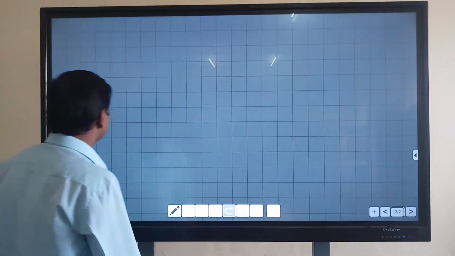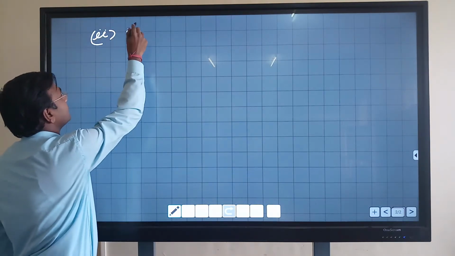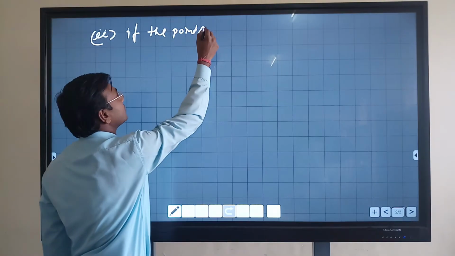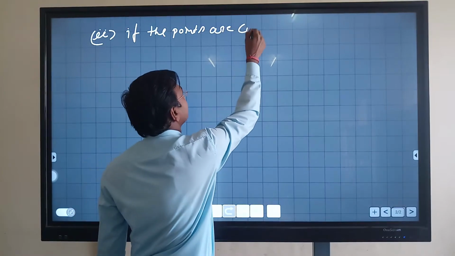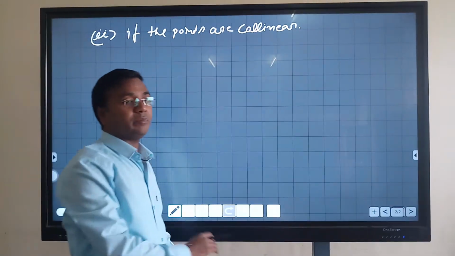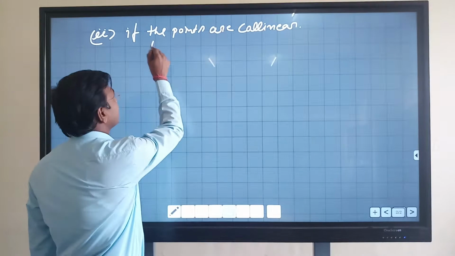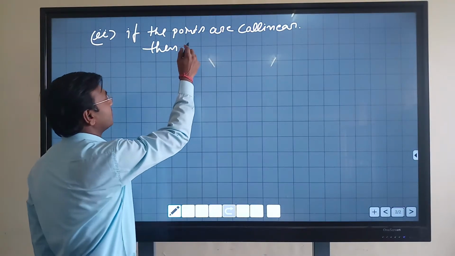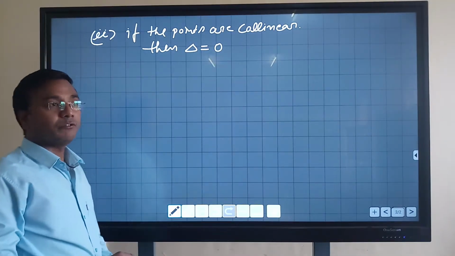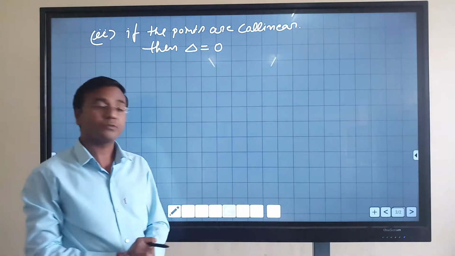Now the second one is, if the points are collinear. Collinear means all the 3 points lie on a line. Then, as we already studied in class 10, the area of the triangle becomes 0. It means if we simplify the determinant, then the value would be 0.